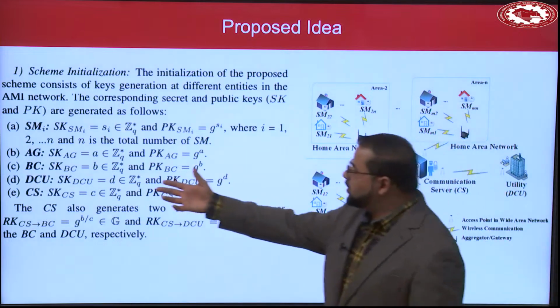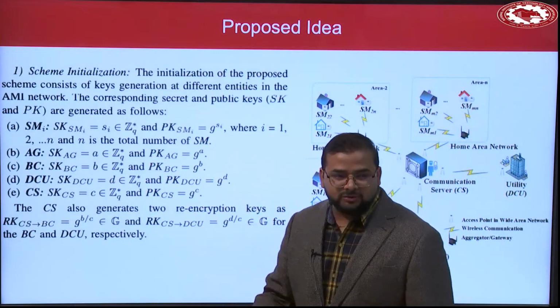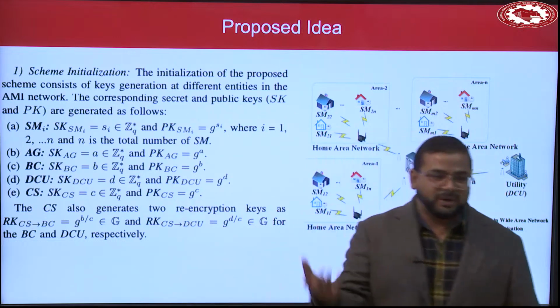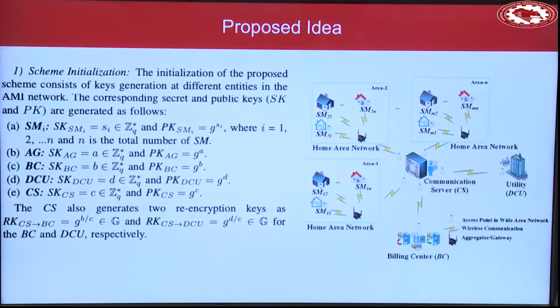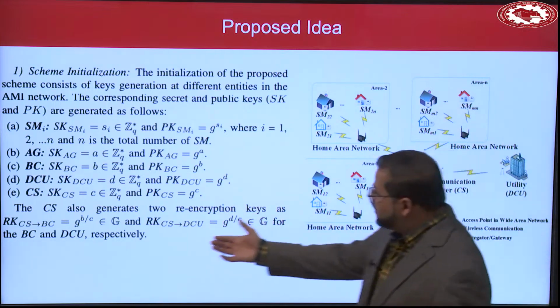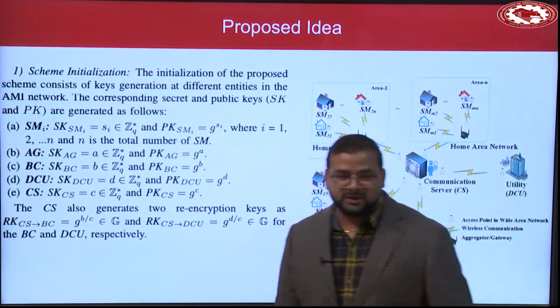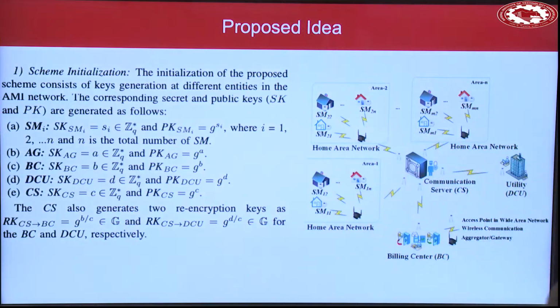So for each entity, you generate a number, call it a secret key, a random number which is secret to the individual, and then you compute a public key, which is g to the power x, and share it with people who want to send data to you. And then you also have a re-encryption key, for example, g to the power b over c, which is c minus 1. So you generate those keys and somehow perform re-encryption as well.